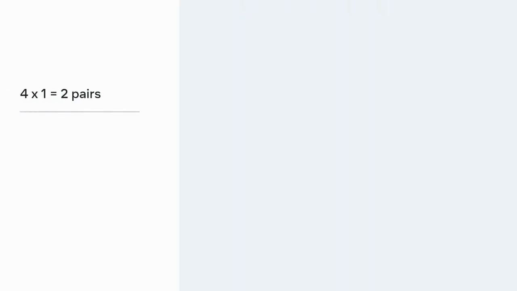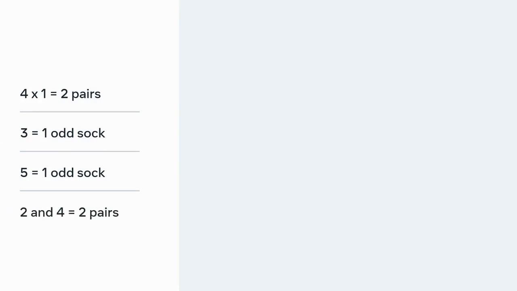So, there are 4 ones, which equates to 2 pairs of yellow socks. 3 and 5 represent odd socks. Although it is a red and an orange sock, they don't have matching socks to form pairs. There are 2 2s and 2 4s, which each represent a pair of blue and green socks.